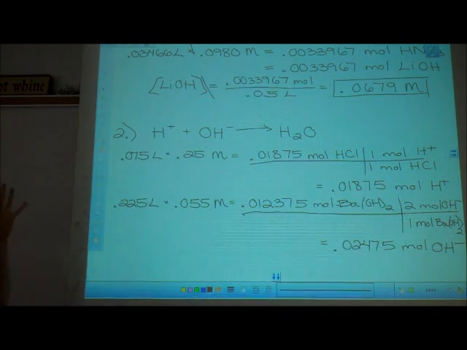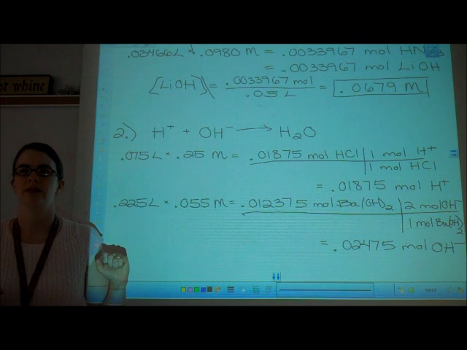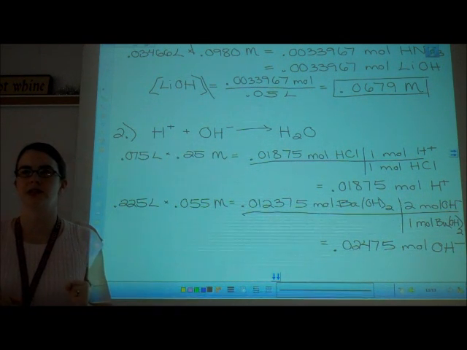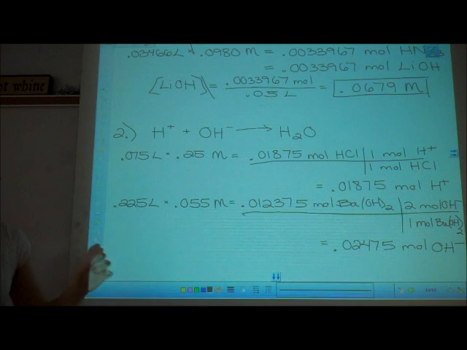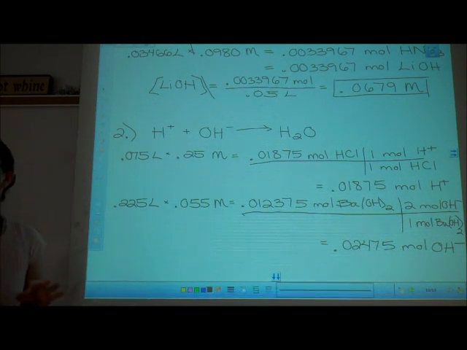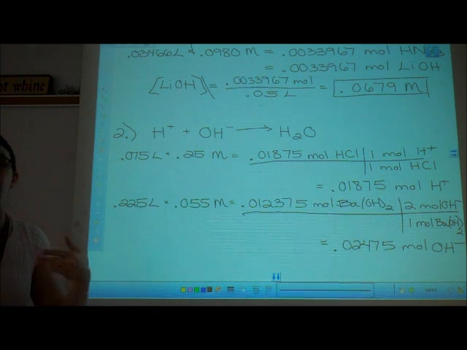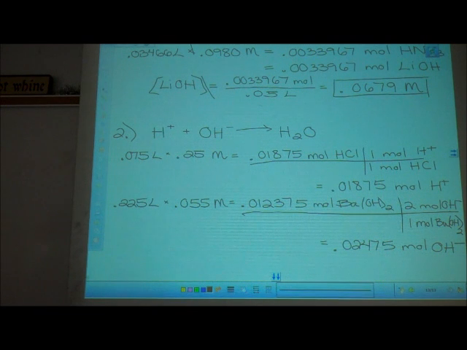Now, from this point, think about what you have. You have amounts of both of your reactants. What situation is this? Limiting reactant situation. Well, listen. We're being asked to figure something out about the excess reactant. Before I answer that question, can you tell me which one is the limiting reactant? How do you know that?